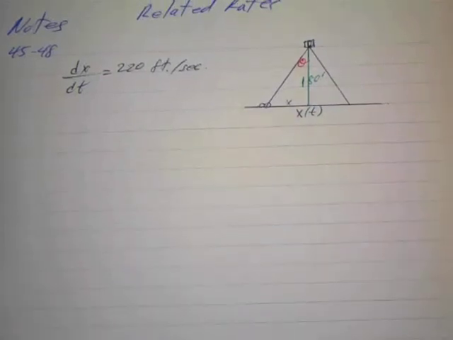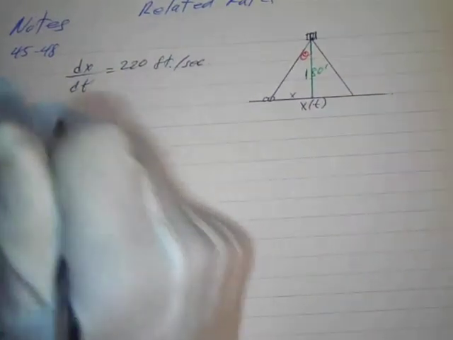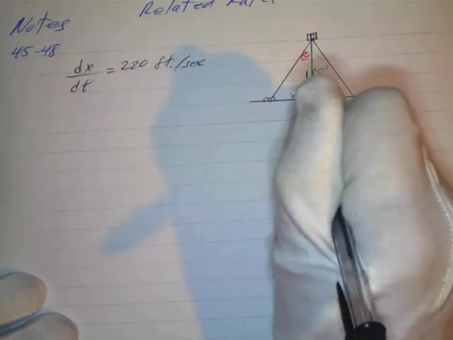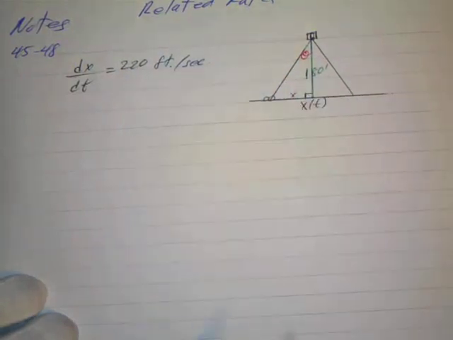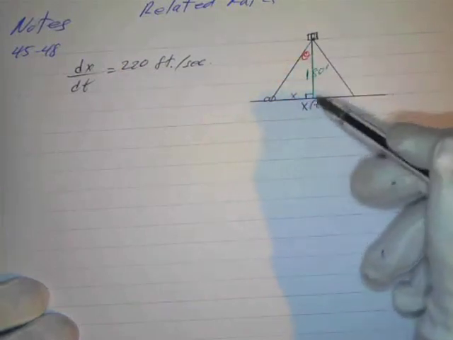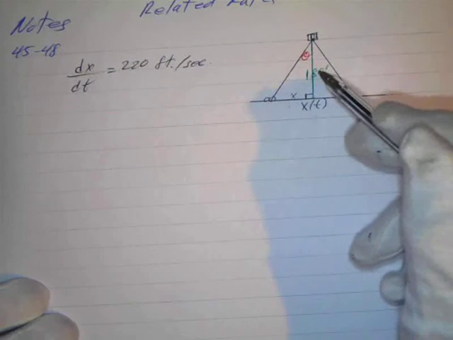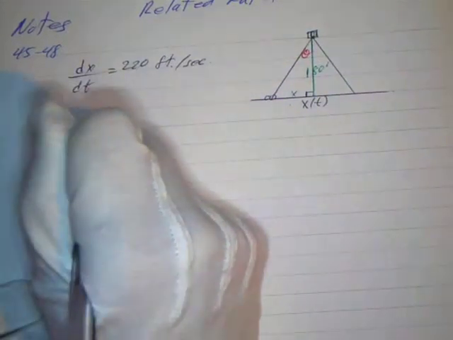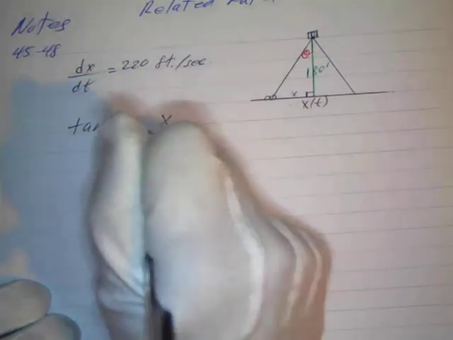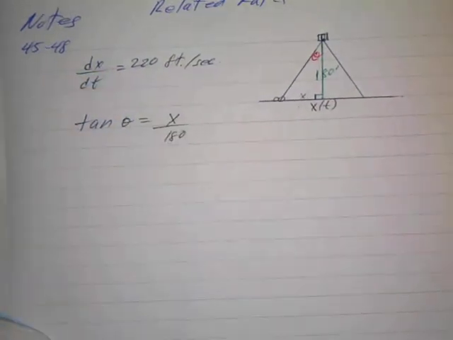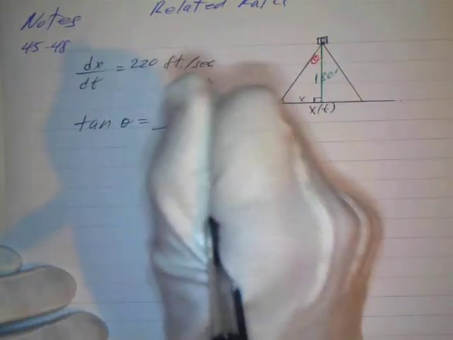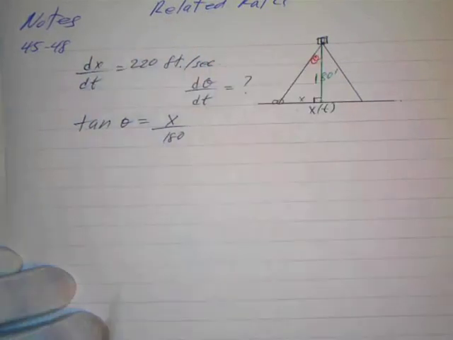And that would be x as a function of t. So we can say the relationship here: we've got a right triangle, so we use right triangle trigonometry. This angle theta is related by x and 180. Using the right triangle, this is the opposite and this is the adjacent, so that's tangent. So we can say the tangent of theta equals opposite over adjacent, x over 180. And we're looking for d theta dt, and that's going to be in radians.